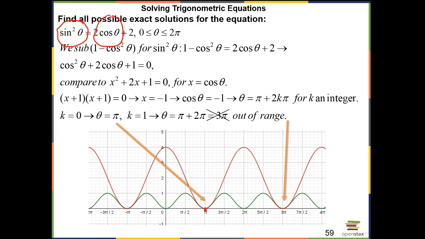Of course, they intersect again at 3 pi, which is 2 pi later, right? And then they intersect again over here, and then again over here. But we are only looking at one of them, right? Remember, one of these is sine squared theta, or you can put x, it doesn't matter. And the other one is 2 cosine theta plus 2.